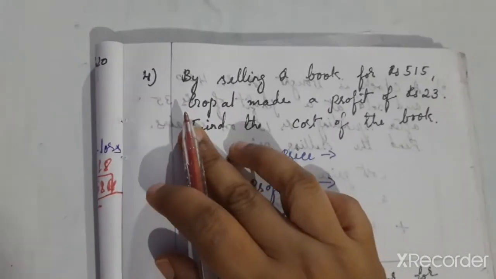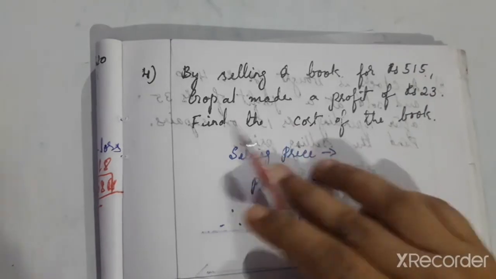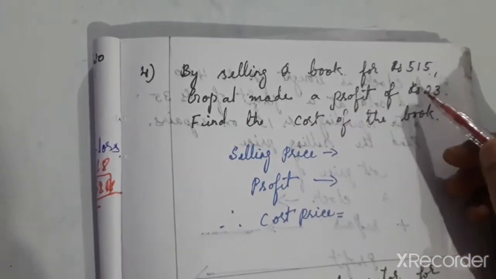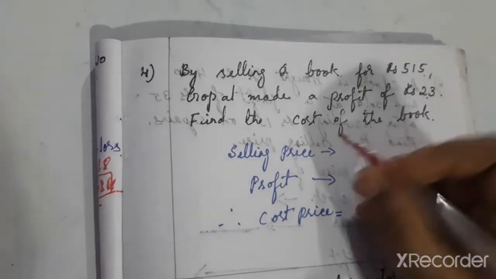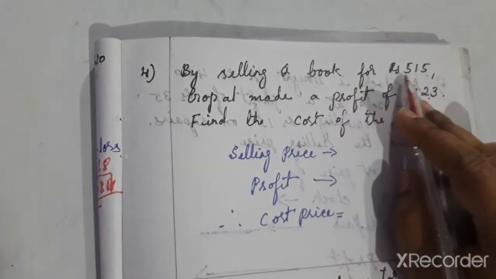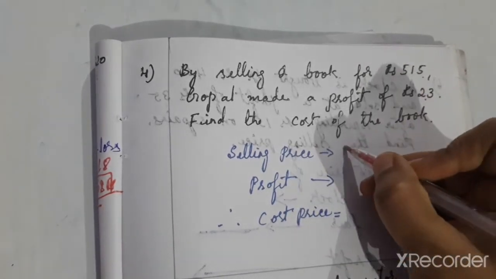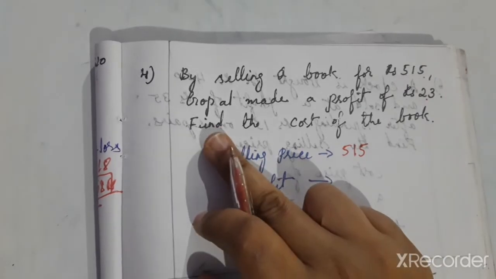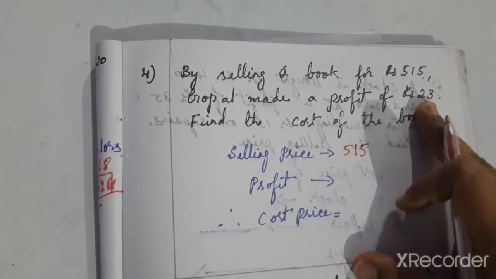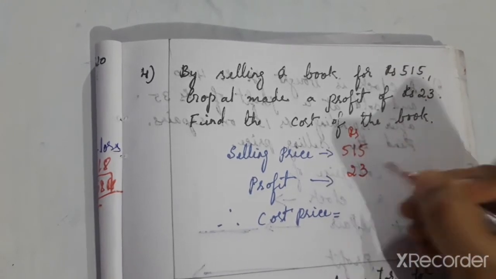Now the fourth question. By selling a book for rupees 515, Gopal made a profit of rupees 23. Find the cost price of the book. So here, selling a book for rupees 515 means this is the selling price. It is given in the question. Gopal made a profit of rupees 23. Therefore, profit is 23. It is also given in the question.